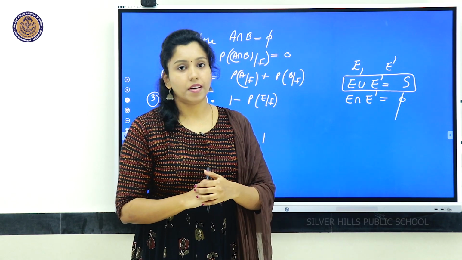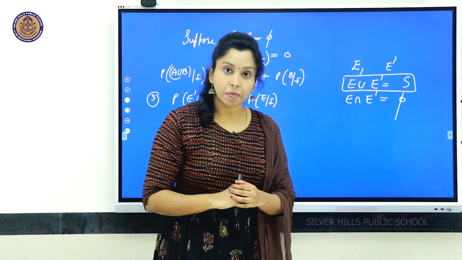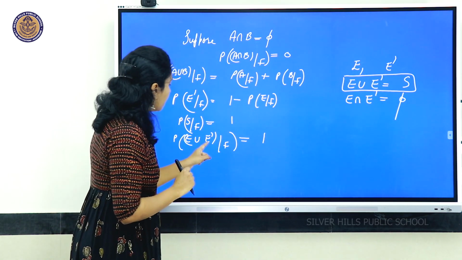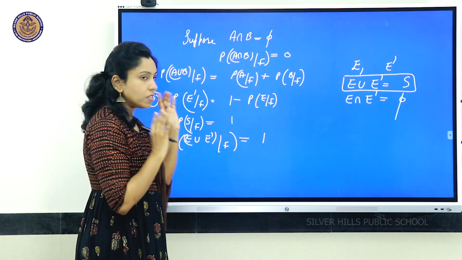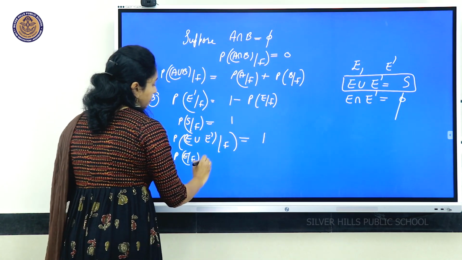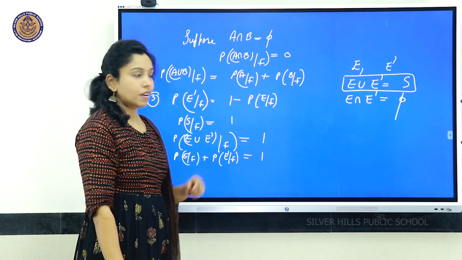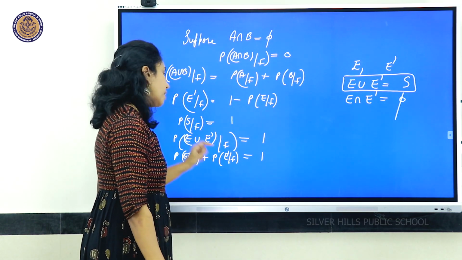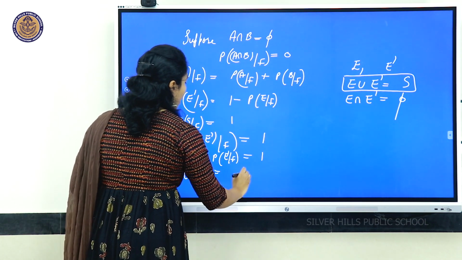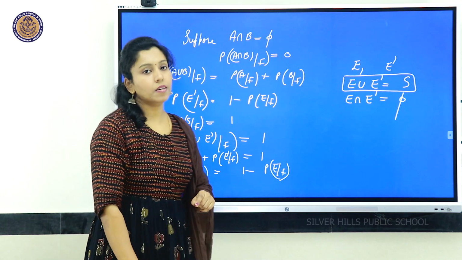So, think of the second property. If A and B are disjoint, probability of A union B given F is equal to probability of A given F plus probability of B given F. So, in the place of A you have E, and in the place of B you have E complement. We are just applying that property. So, I modify this as P of E given F plus P of E complement given F is equal to 1. Now, we almost got the answer. From here, I can write P of E complement given F is equal to 1 minus P of E given F, and that was the third property.